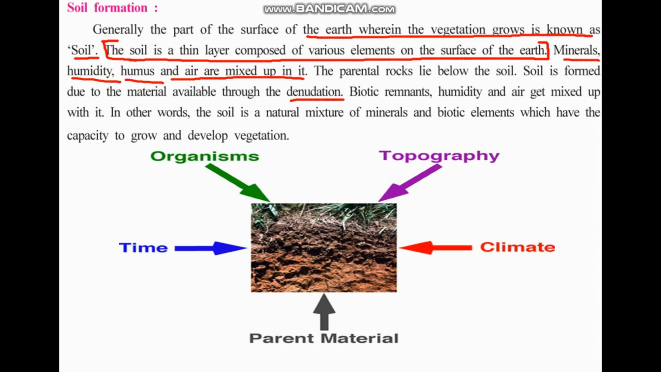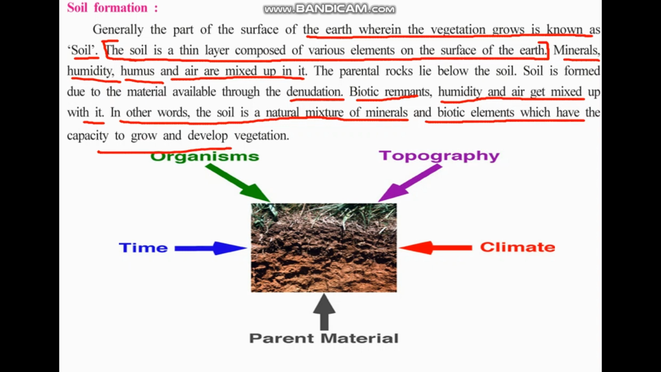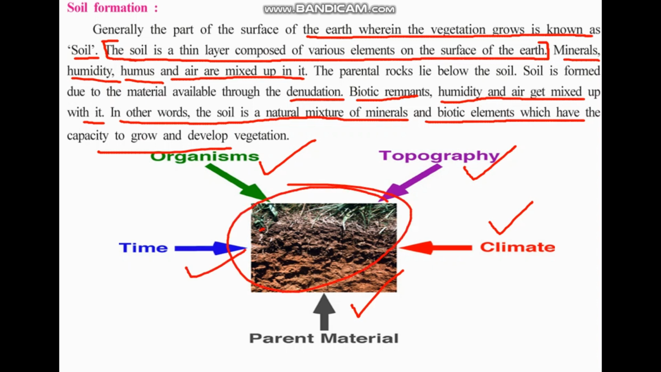So how is the soil formed? When the parent material is broken down through denudation, biotic elements are mixed up with it, and humidity and air get mixed up with it. In other words, the soil is a natural mixture of minerals and biotic elements which has the capacity to grow vegetation. This chart helps us understand it. So what is soil? It is basically a mixture of organisms, topography, climate, parent material, and time. All these things make up soil.